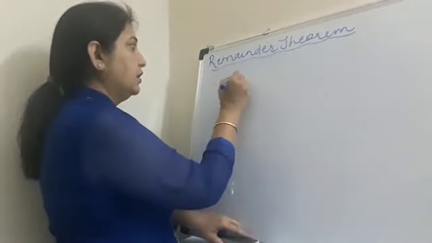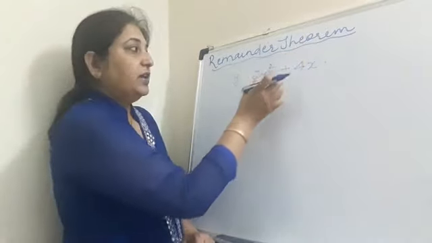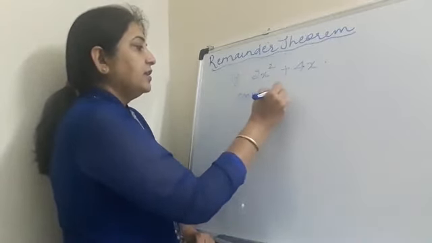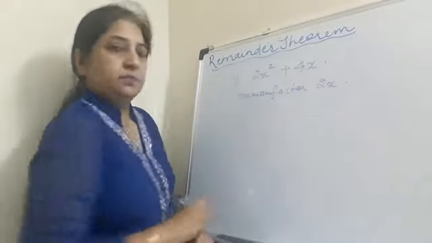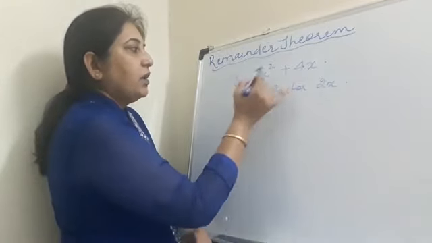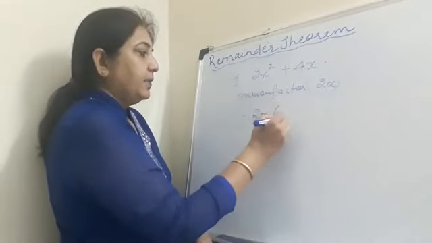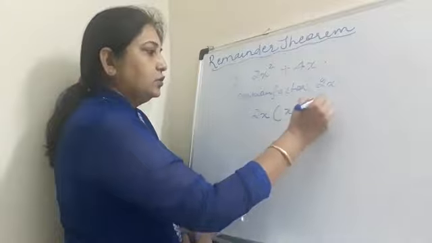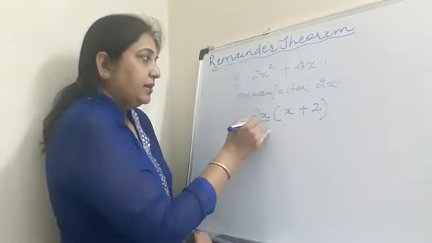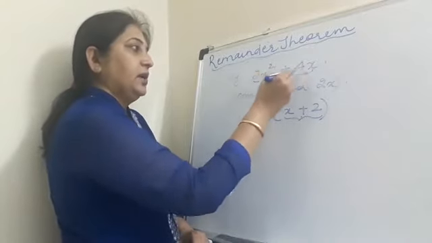Suppose I take 2x square plus 4x, and we know how to find the common factor for this, right? So the common factor for this is 2x, right? 2 is common and x is common. So therefore, for 2x square plus 4x, 2x is a common factor, and we can write 2x bracket x plus 2, right? So here we can say that 2x is a factor of 2x square plus 4x, as well as x plus 2 is a factor of 2x square plus 4x.